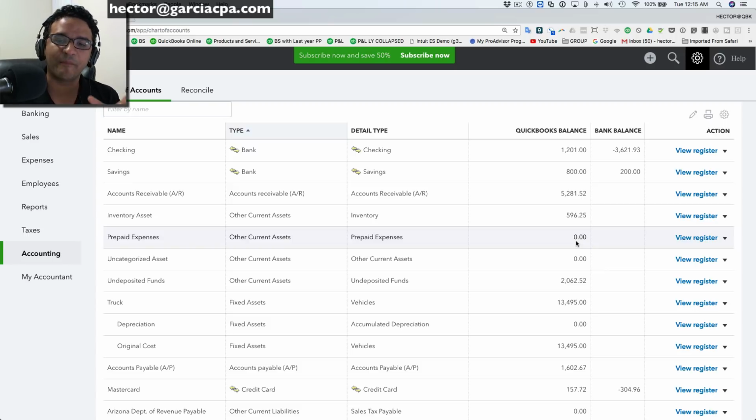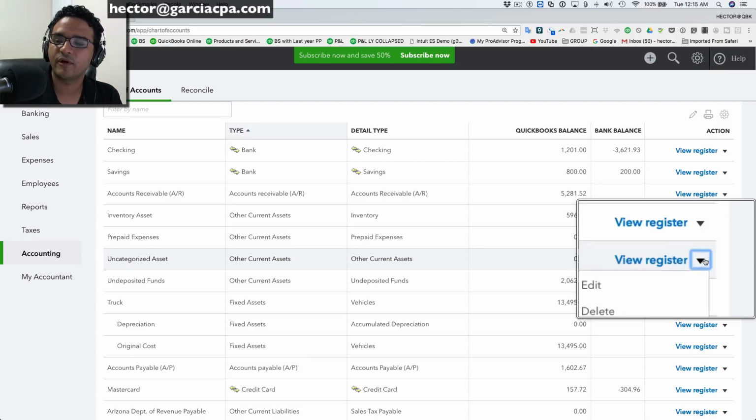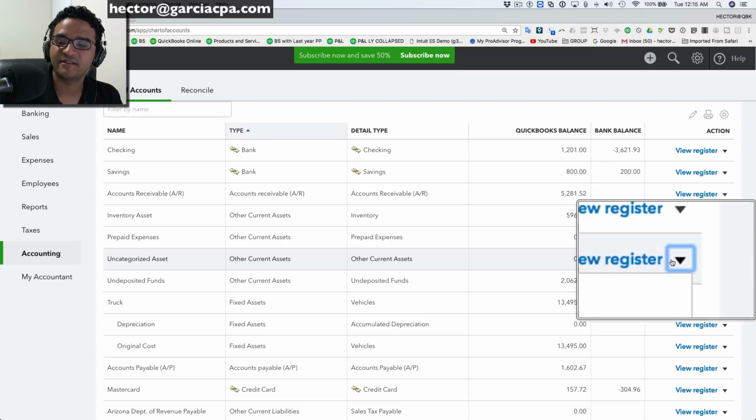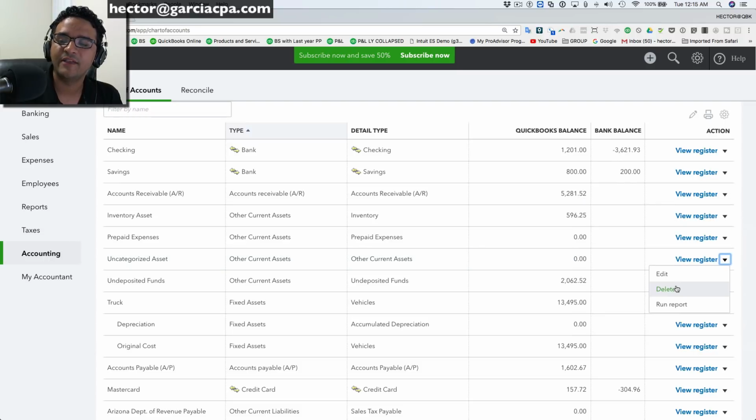Let's say, for example, you have a petty cash account where you put money into, you pay, and then you send the money back into the bank whenever you want, and you usually zero out that account. Then you don't want to delete that account because you're going to be using it pretty often. But if there's an account you're never going to use and it's zero, maybe a loan that you paid off, you definitely want to get rid of it. So you just click on the little triangle where it says view register and click on delete, and you can delete any accounts in there that have a zero balance.